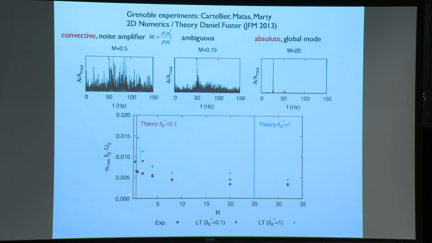And if you look at this diagram, you'll see the predicted or measured frequencies. So the black dots are the experimentally measured frequencies, and the colored pluses and circles are the frequencies predicted by the linear theory, LT. And so you see that if you put delta d equal to 1, that is no wake, you predict the transition from absolute to convective here. Otherwise, you predict it here. And you see that the frequencies are well predicted using delta d equals 0.1 up to the absolute convective transition. And below here, you have a noise amplifier, so you cannot predict the frequency. It's a function of the noise that you put upstream. So this shows a good agreement between the experiment and the theory.